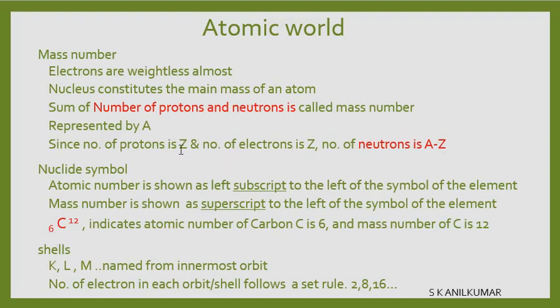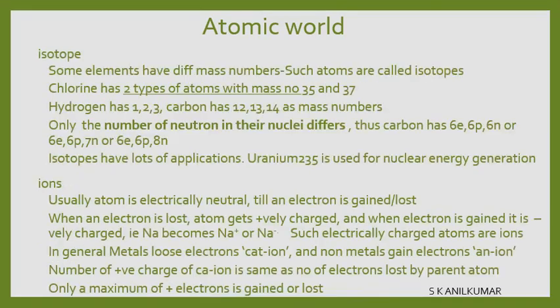Why? Because electrons and protons are equal. Neutrons are A minus Z, that is, mass number minus number of protons. In the nuclide symbol, the subscript on the left is the atomic number and the superscript is the mass number. This is called the nuclide symbol. Shells are K, L, M, N; K is the innermost, then L, then M. K will have 2 electrons, L will have 8. The number of electrons in each shell is fixed and forms a pattern. This is about the atomic world, right?